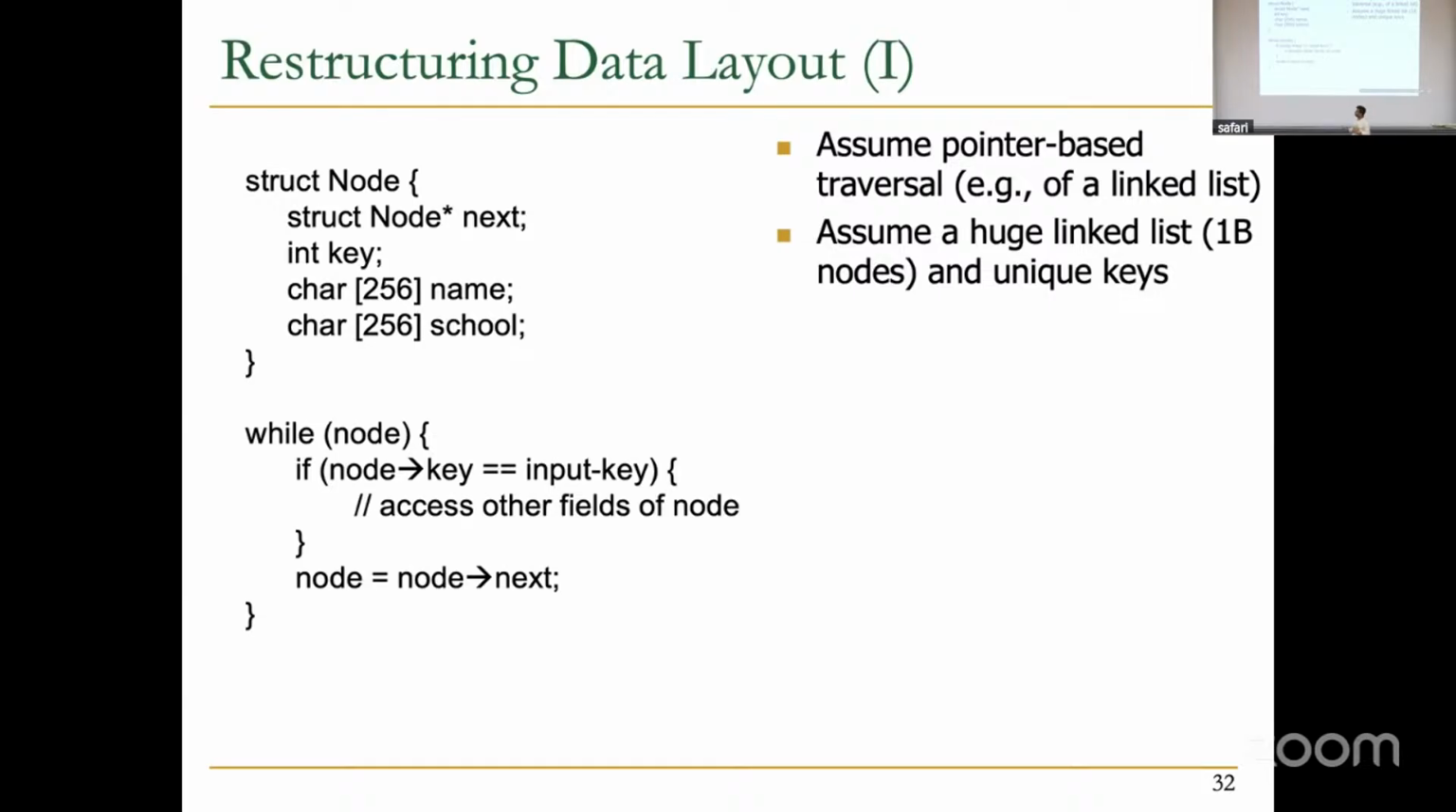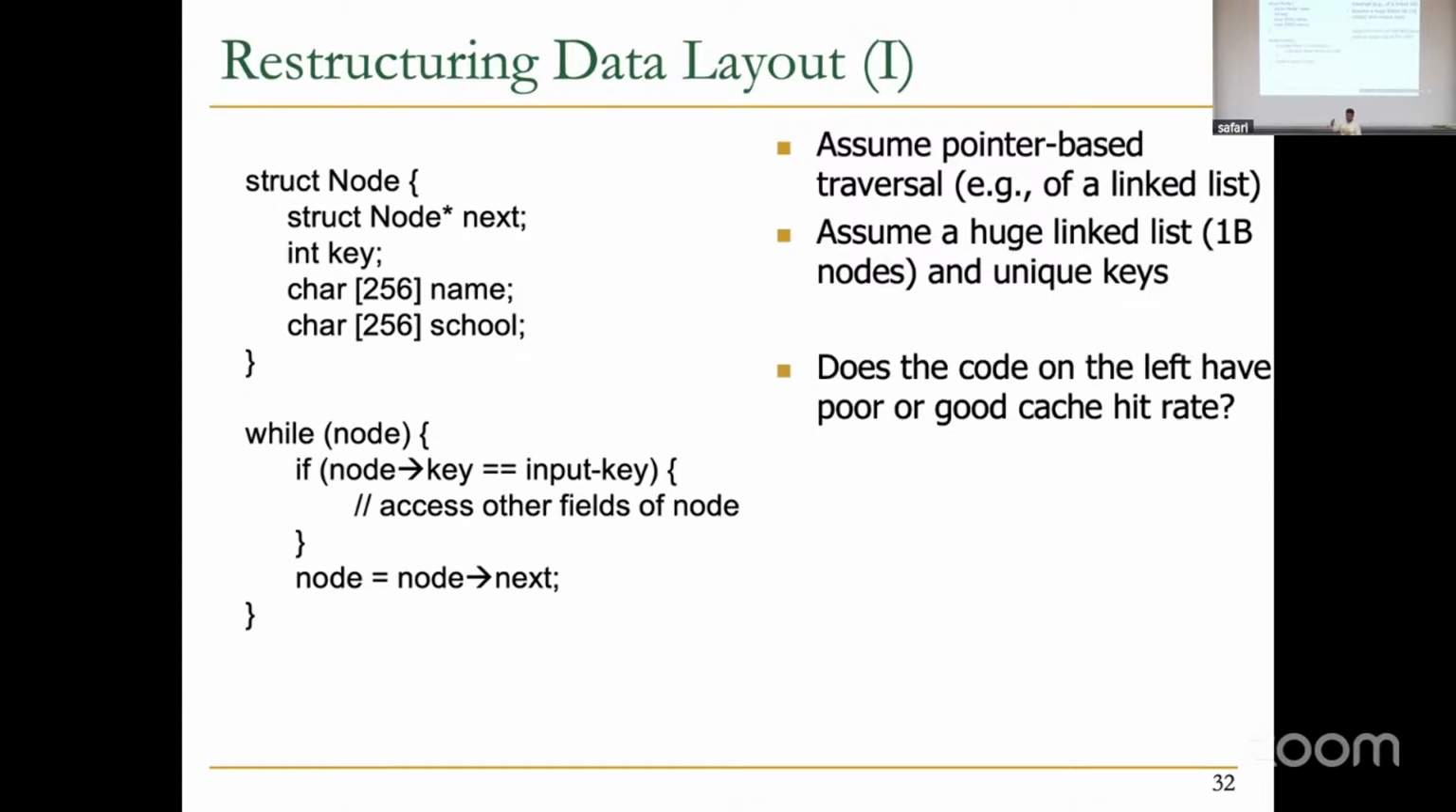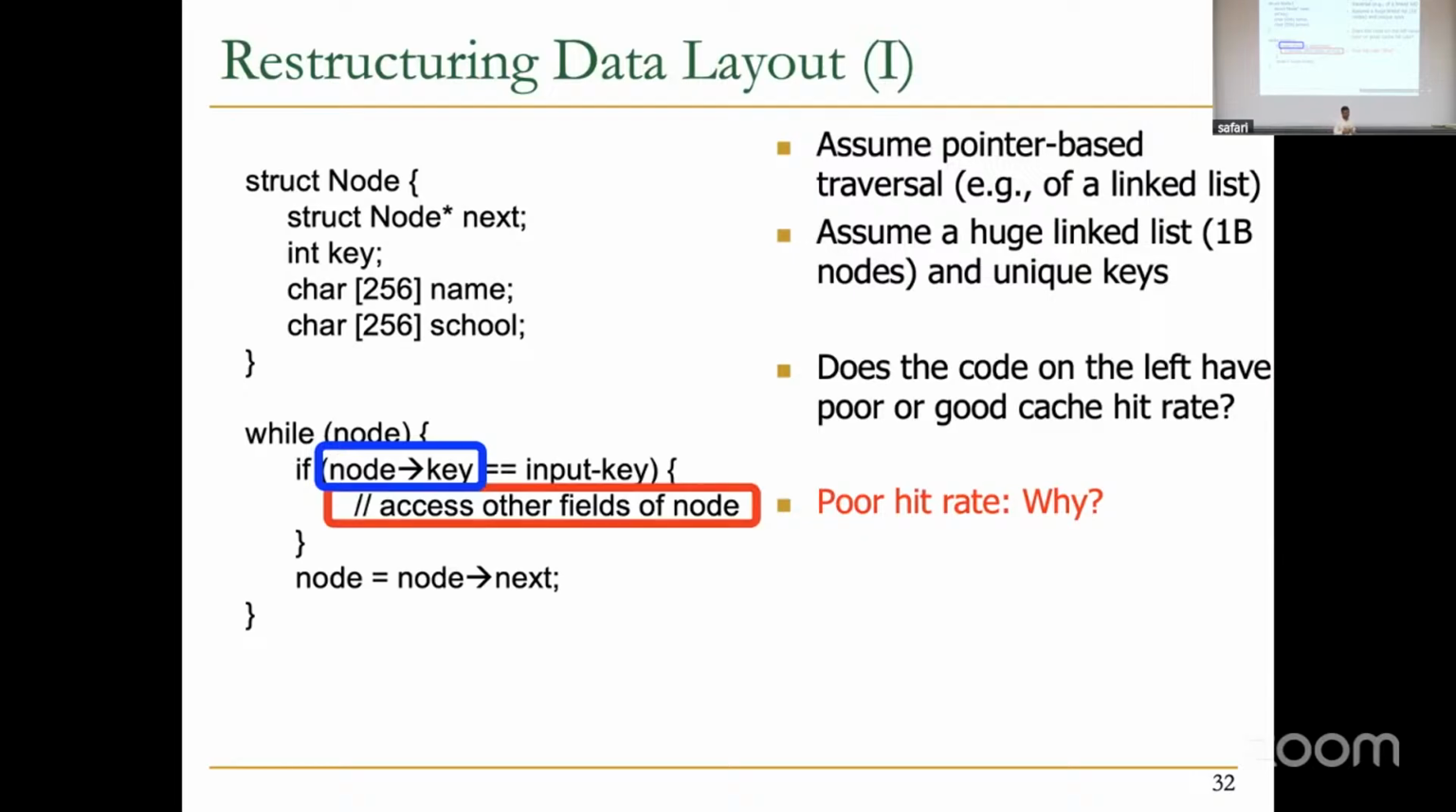Now, if you're accessing this data structure by simply traversing the linked list and checking whether the key matches, what happens in this case? The key property of each node, you are touching every time. For all the nodes you would touch the key property, but the other fields, the name and the school, you are not going to touch as often as the key. Why? Because you are interested only in the entry which matches the key itself.